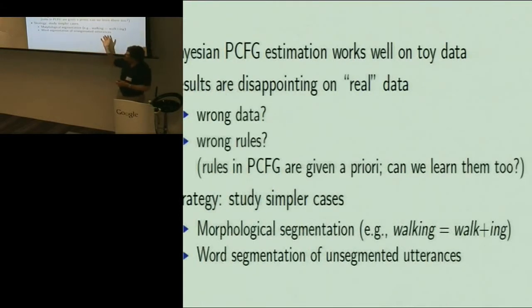It turns out there are lots of fairly standard Bayesian techniques for PCFG inference. They work really well on artificial data, but really badly on real language data. You can come up with post hoc rationalizations as to why they might do badly. The strategy I've been taking for a while is to say, maybe we could learn something by studying simpler cases. So I'm going to start off worrying about just the morphological segmentation case.